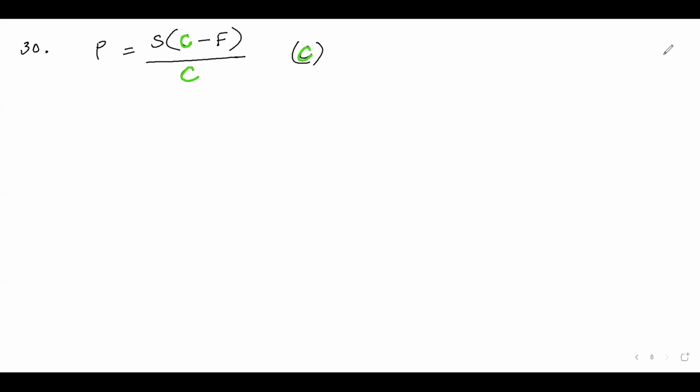First of all, the first thing we're going to do is multiply throughout by C. Let me start from right here. You multiply here by C over 1, which will cancel the C's, and multiply here by C over 1. So this is CP equal to S times C minus F.